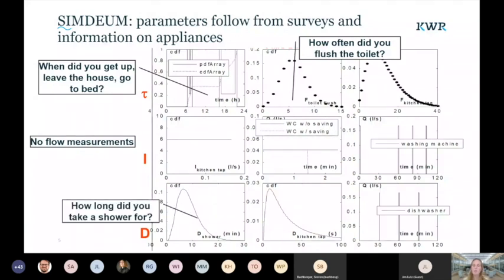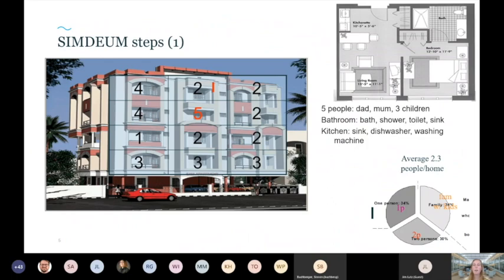We also have information on how long people took a shower, so this gives us some information on the duration of an event, and typical inlet patterns for washing machines or dishwashers, which also gives us information on duration and also on flow rates. So now that we have all the input parameters, we can do the simulation.